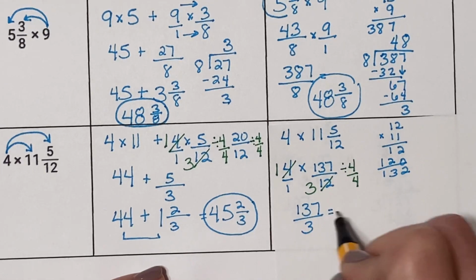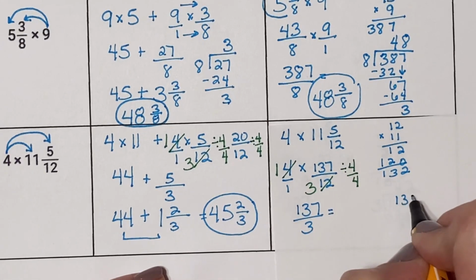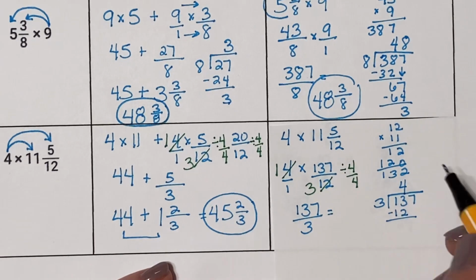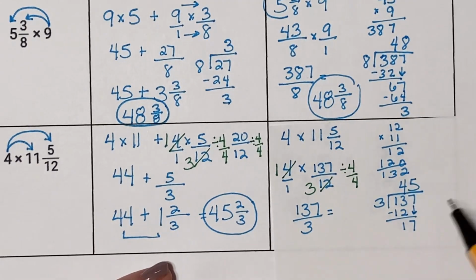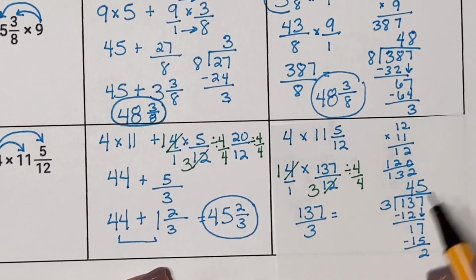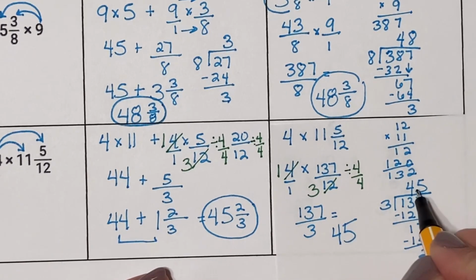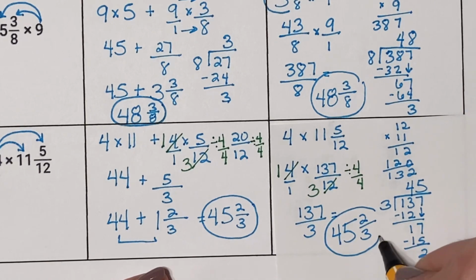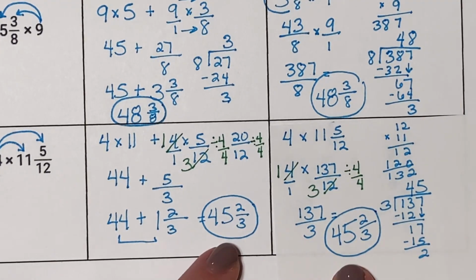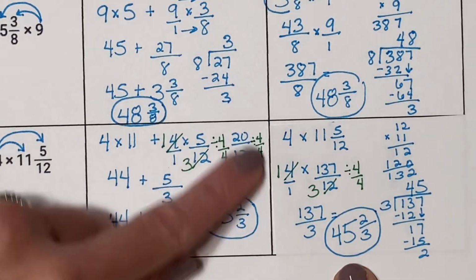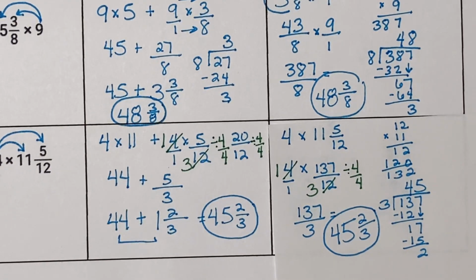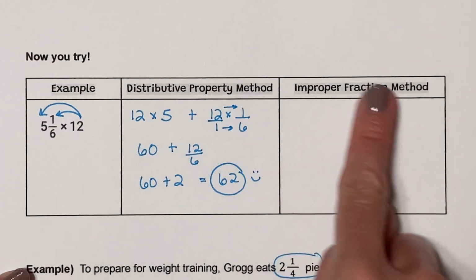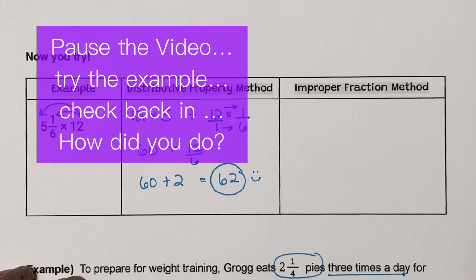Now I want to change that into a mixed number. I'm going to go ahead and do some long division here. So our mixed number is, I'll write this down here, 45 wholes, 2 remainder out of 3. 45 and 2/3, and you will notice they match up. Again, this method is going to be way more efficient to use, but we still are practicing using that improper fraction method. All right, go ahead and try this improper fraction method. You should get 62 and check on back.